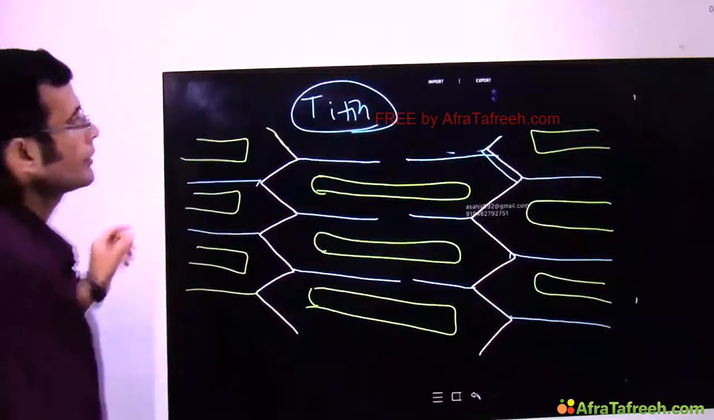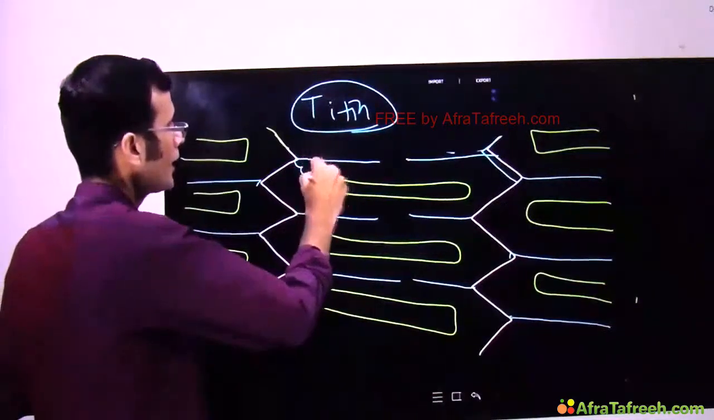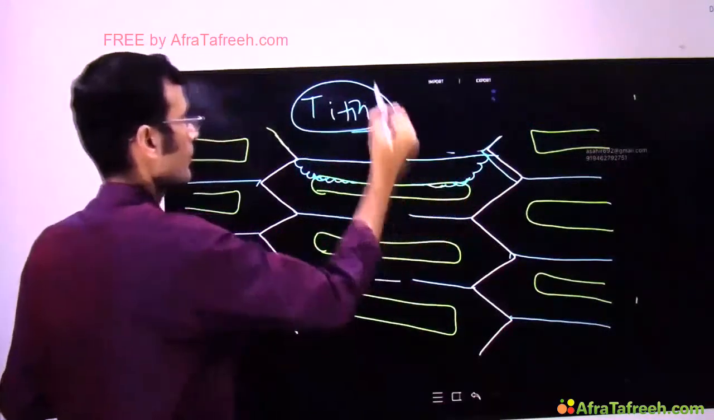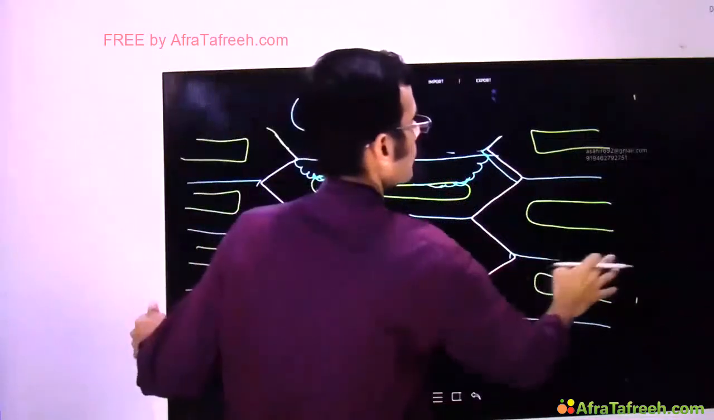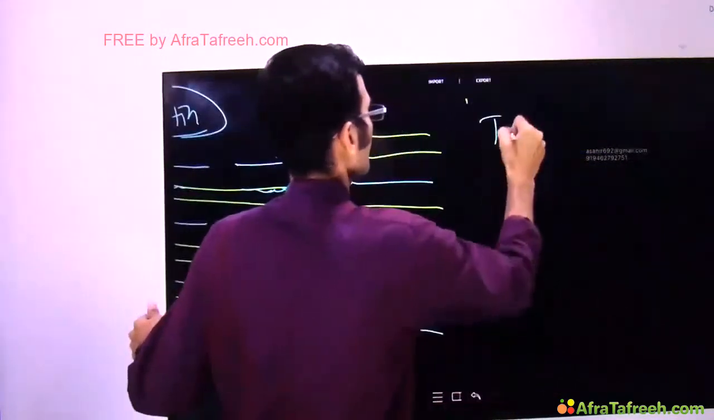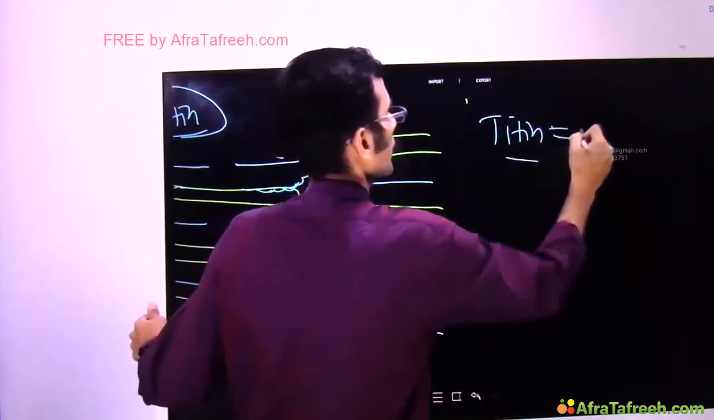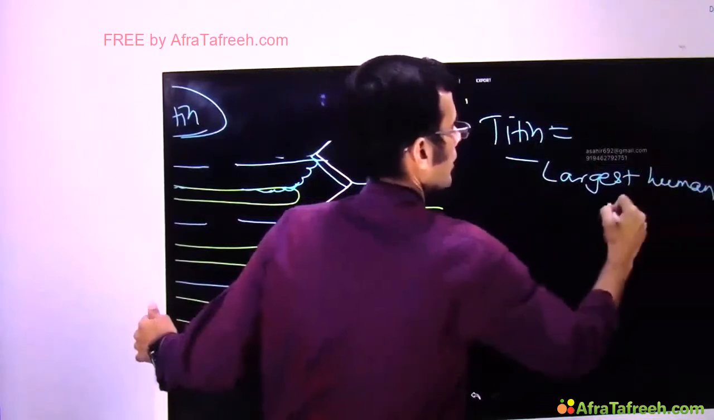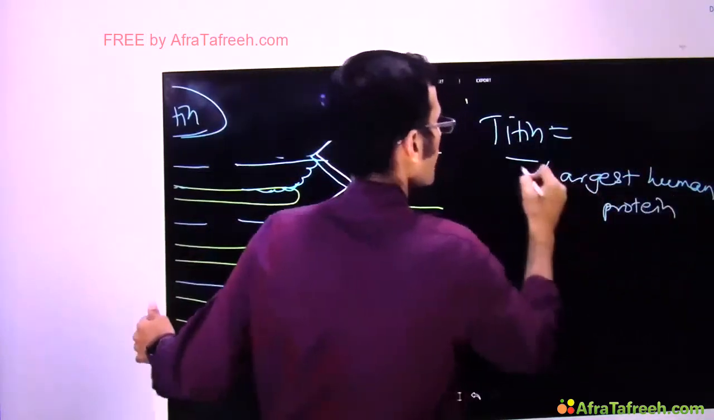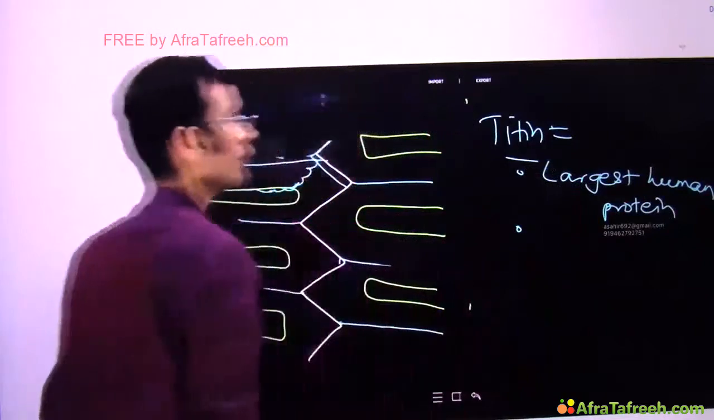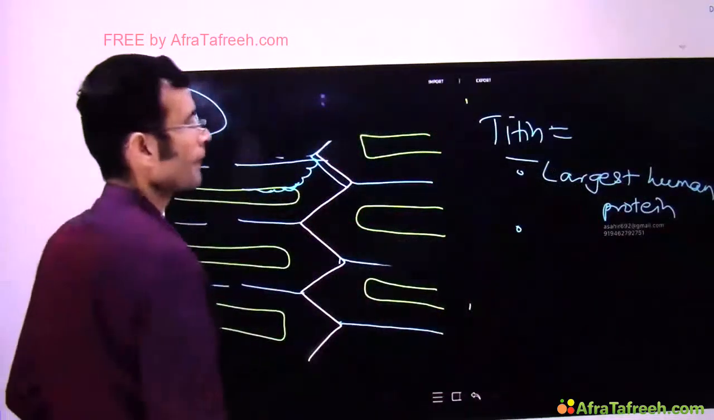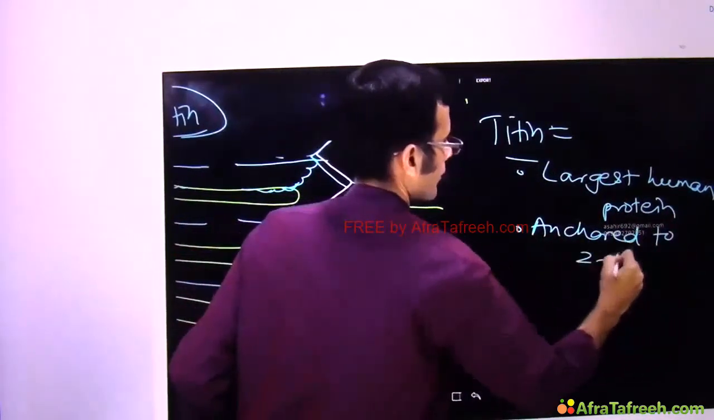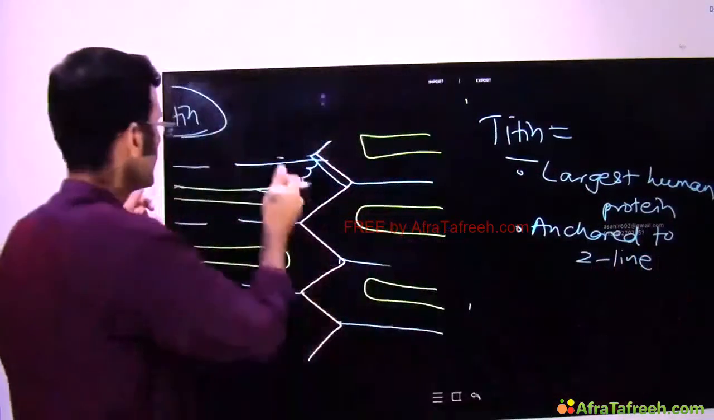Well, titin is anchored to the Z line and it enters the thick filament. So that's one. Titin, it's the largest known human protein, almost 41,000 amino acids and 3 million molecular weight. It is anchored to the Z line and then it enters the thick filament.